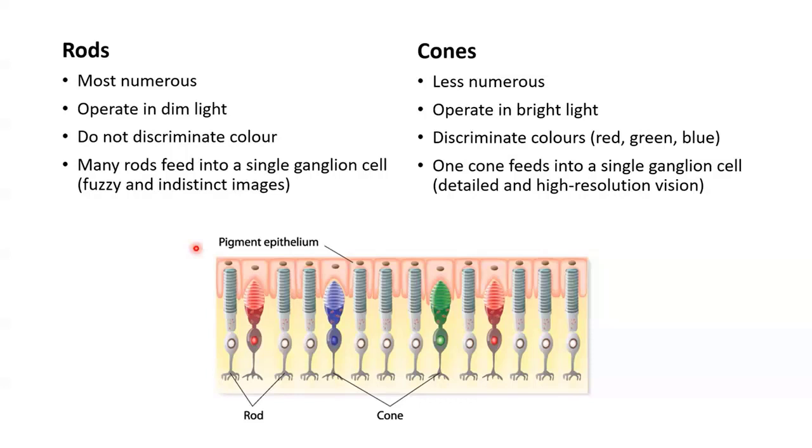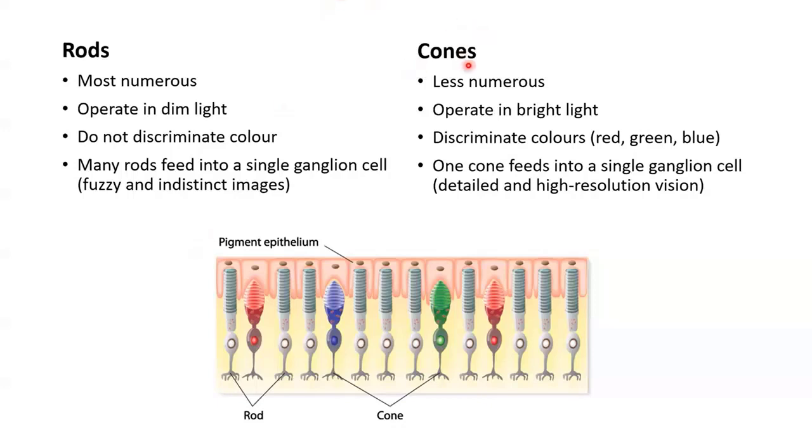Now, as we very briefly mentioned earlier, rods and cones feed into bipolar cells and then ganglion cells before those ganglion cells converge and exit the eye through the optic nerve. With rods, several rods will feed into a small number of bipolar cells before they feed into a single ganglion cell. For this reason, rods produce quite a fuzzy and indistinct image because the image being received by the brain is a bit of an average of all of the stimuli coming from those multiple rod cells.